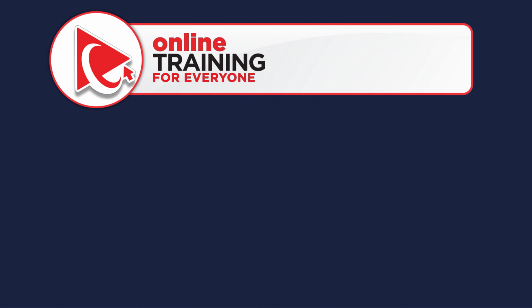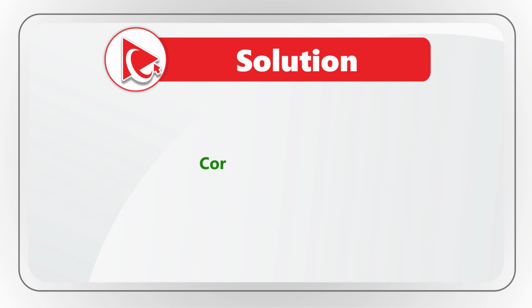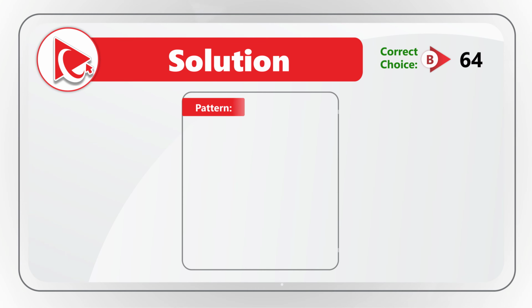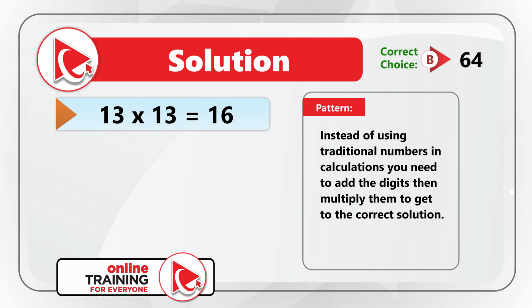The answer is so simple, so when you learn it, you'll be very surprised. Because the correct answer, choice B, 64, is calculated very easily. The pattern here is that instead of using traditional numbers in calculations, you need to add the digits and then multiply them to get to the correct solution. So let's look at the first expression.